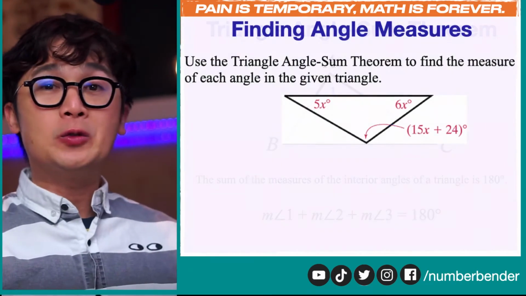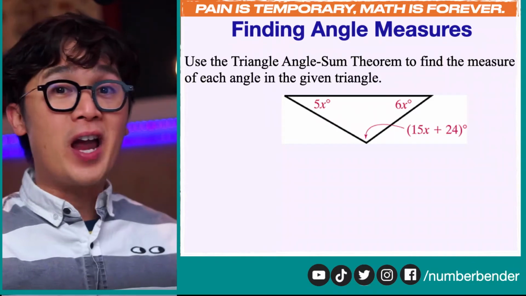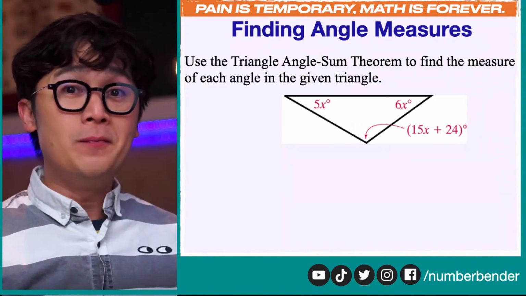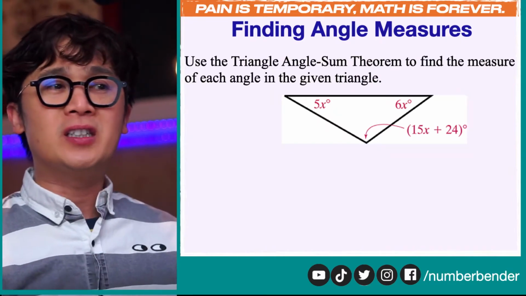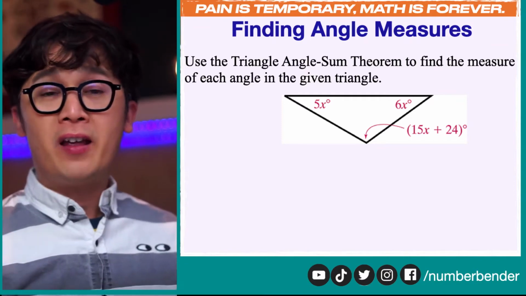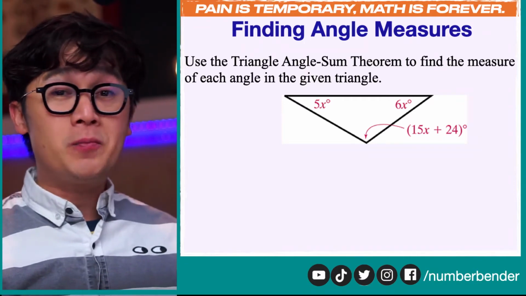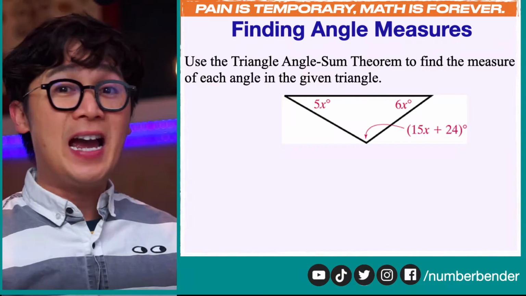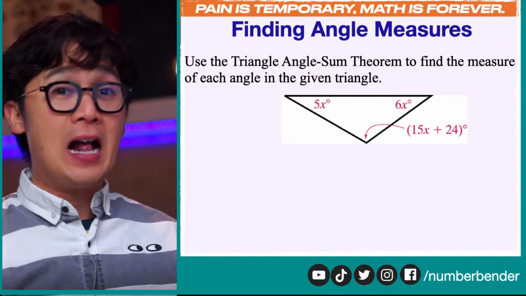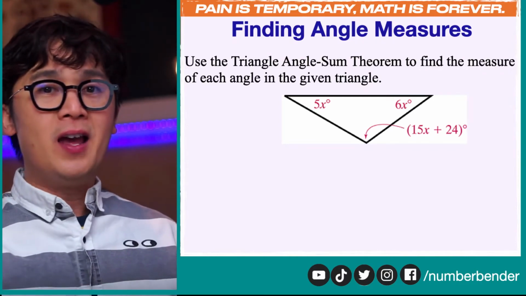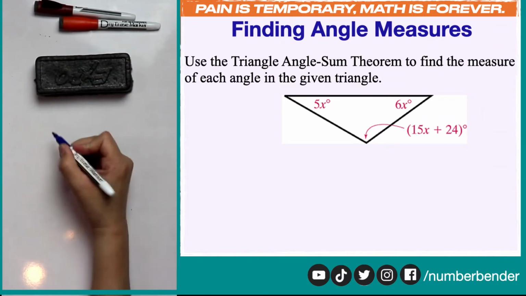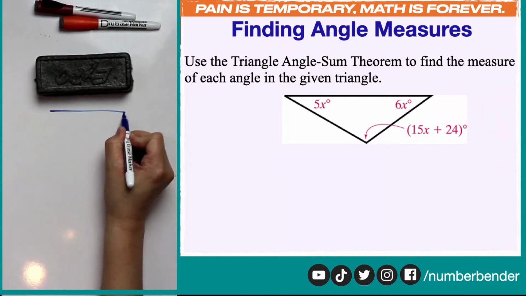So how are we going to use this theorem in finding the values of the angles of this triangle, knowing that the first corner is 5x, the other one is 6x, and the other one is 15x plus 24? There's no specific angle measurement in this diagram, but we know that we'll be able to compute and calculate that using algebra and geometry. So let's start with using algebra to find the value of x. So we have this triangle.